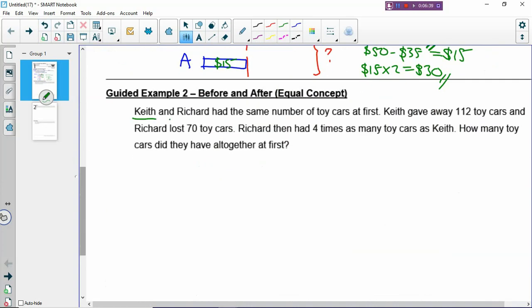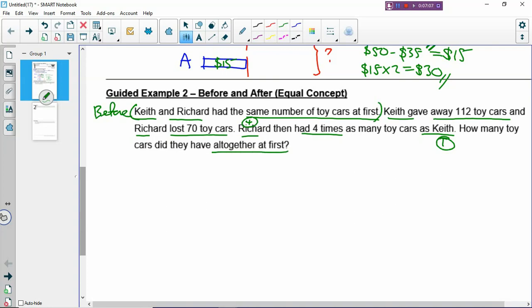Keith and Richard had the same number of toy cars at first. Keith gave away 112 toy cars, and Richard lost 70 toy cars. Richard then had 4 times as many as Keith. So Richard got 4, and Keith got 1 time. So how many toy cars did they have altogether at first? So where is your before? Your before is over here. How many they have at first? Alright, that is your before.